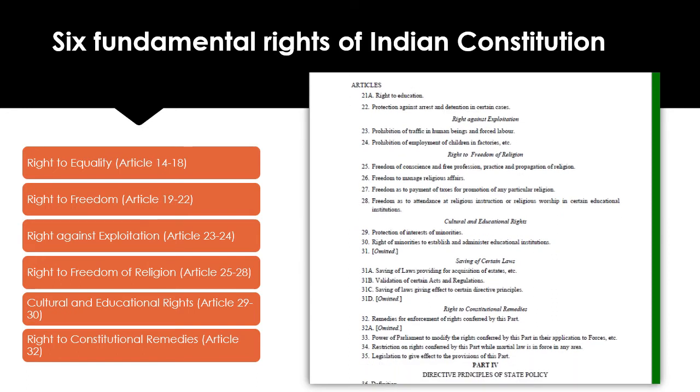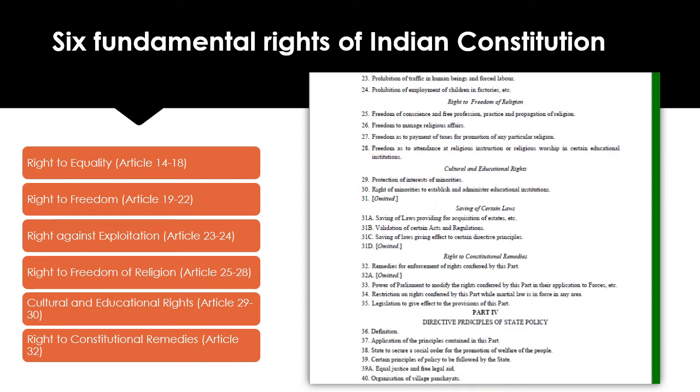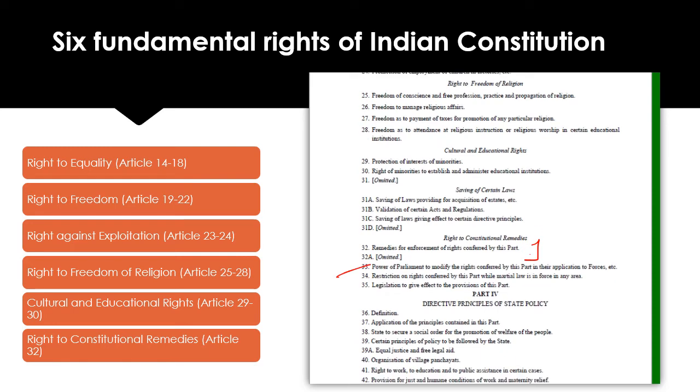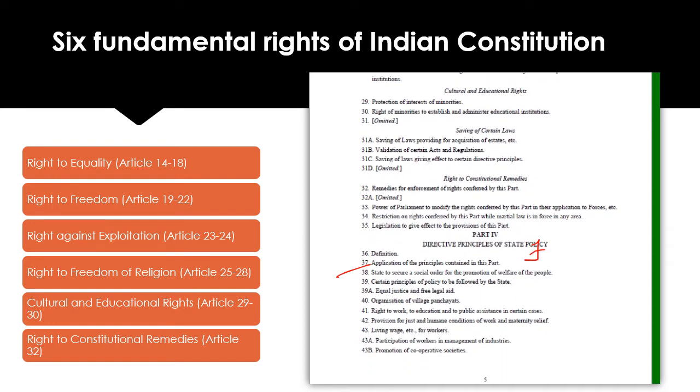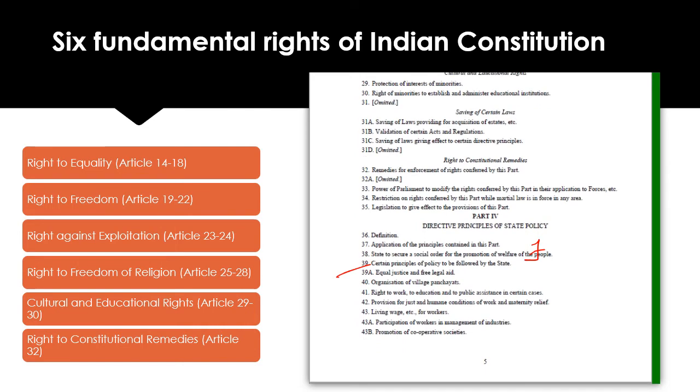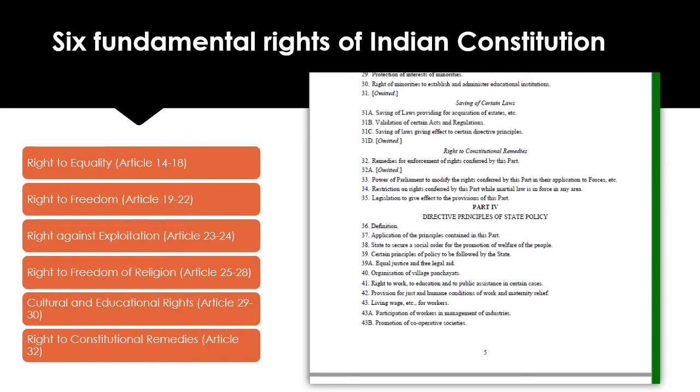And then we also spoke of the right to constitutional remedies, where I spoke about Article 32. Of course, then there's Part 4, which talks about the DPSP, which we will discuss later on. But as you can see, there are these various headings between Articles 12 to 35 that are important for you to understand.